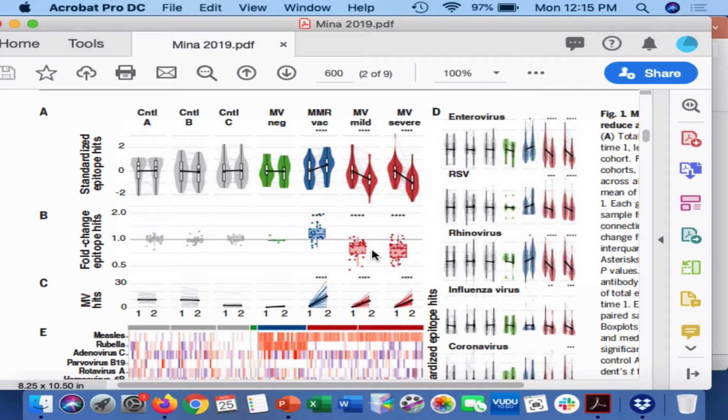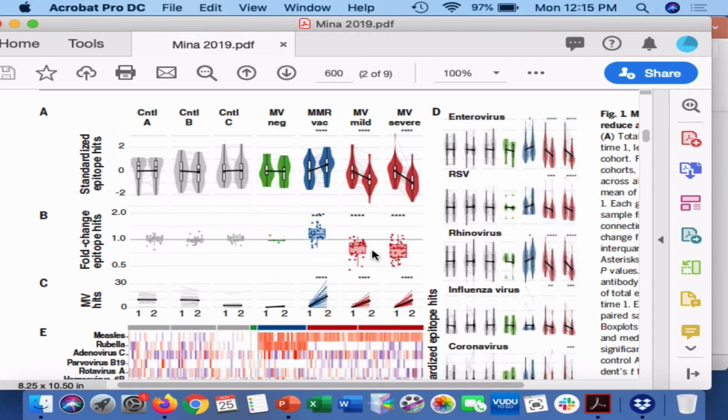Are the number of epitopes that they see where they're getting responses at the two different time points very different? No. All right, what about in a person who is measles negative? What about in a person who got a measles vaccine? Maybe increases a little. What about people who got measles, either mild or severe measles? There's a massive drop in B cells to different epitopes.